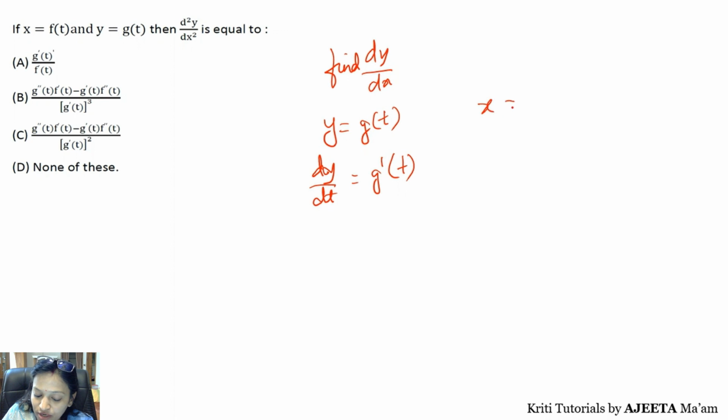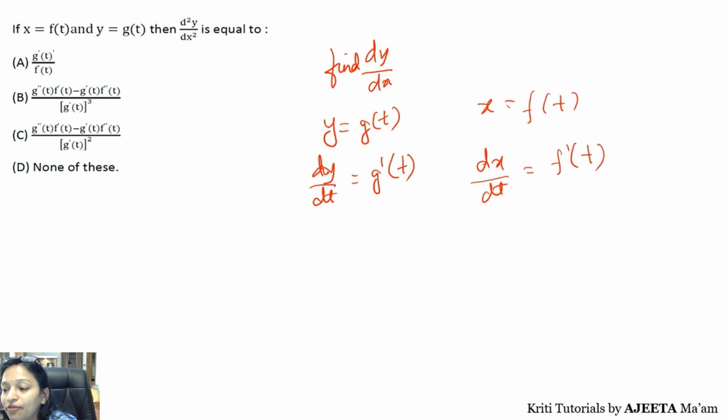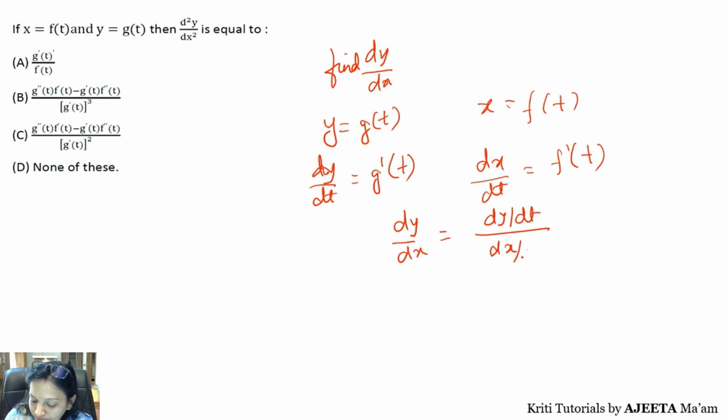Now x is a function of f, so dx by dt will be f dash t. Correct? That will be f dash t. Now if we divide both of them, what we will get? dy by dx. So dy by dt upon dx by dt, which will be g dash t upon f dash t. Correct? Now this is done.